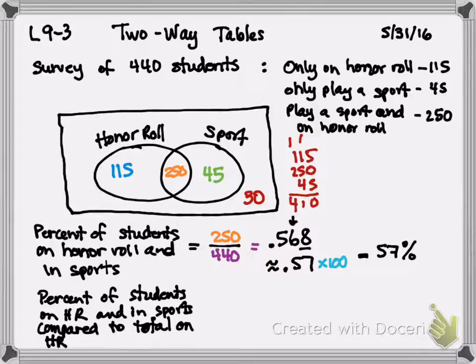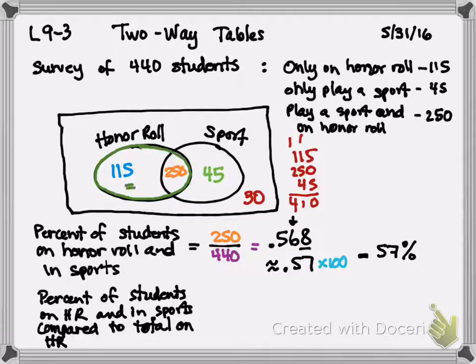You take 115 and divide it by 440. Nope, that's not what my question was. My question is, how do I figure out how many students total were on the honor roll? Okay, and do what? And what do you see is in the honor roll part? Not just 115. The honor roll is this entire circle.